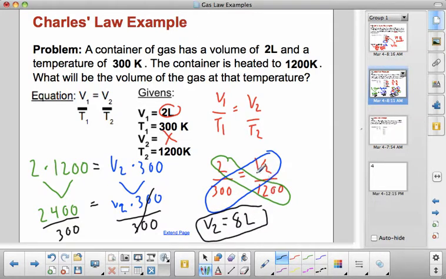One thing I want to point out when you're taking a look at this example is that my initial volume was 2 liters. My volume then changed to 8 liters. That was when my temperature started at 300 and went to 1200. So what we see is that when we increase the temperature of our gas, the gas is going to require more space. It's going to be an increase in volume. This is then a direct relationship.